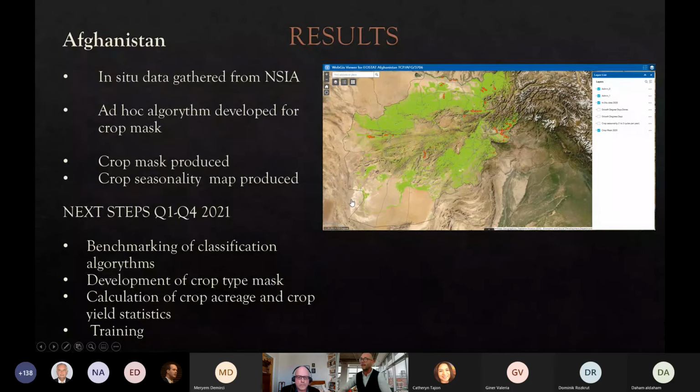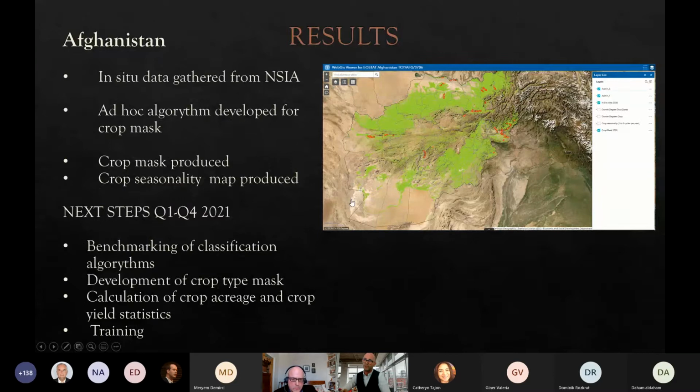Okay, so in Afghanistan, more or less, we are at the same speed with Senegal. So we managed to gather in situ data from the national statistical offices, which was much less data. For this reason we had to change the algorithm a bit. So we have developed already an algorithm for the crop mask. We have produced currently the crop mask, which is being now validated.